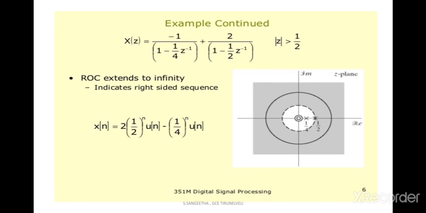Next you have to write the values of a1 and a2 in the formula, substituting: capital X of z is equal to minus 1 by 1 minus 1 by 4 z to the power minus 1 plus 2 by 1 minus 1 by 2 z to the power minus 1, and mod z will be greater than 1 by 2. Here the region of convergence extends to infinity and this indicates a right-sided sequence, that is x of n is equal to 2 into 1 by 2 to the power n u of n minus 1 by 4 to the power n u of n.